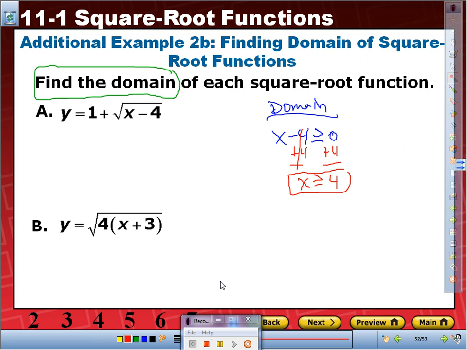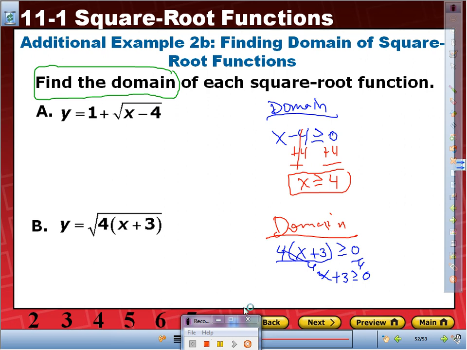Okay. Let's look at this one. Domain. Do that one by yourself, see what you get, and then I'll go over it. Okay, let's see. First things first, what's inside of the radical? 4 times x plus 3, and all that is greater than or equal to 0. Okay, let's solve. Divide by 4, divide by 4. X plus 3 greater than or equal to 0. Then at the end, subtract 3, x is greater than or equal to negative 3.